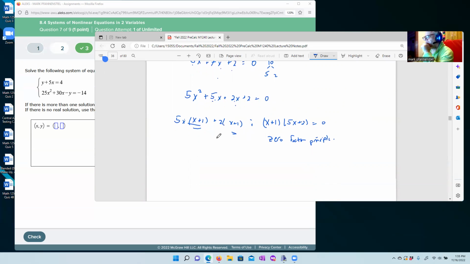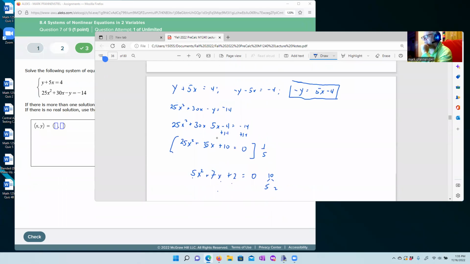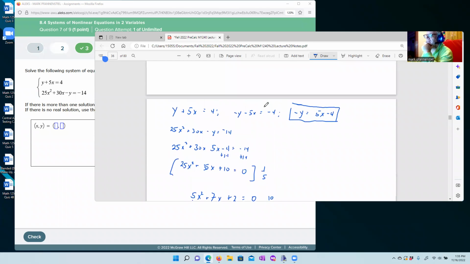Okay, so we can say this is x plus 1 is equal to 0, so x equals -1. 5x plus 2 equal to 0, x equals -2/5. By the way, this method of intercepts that I used up here, this is a really, really powerful technique.